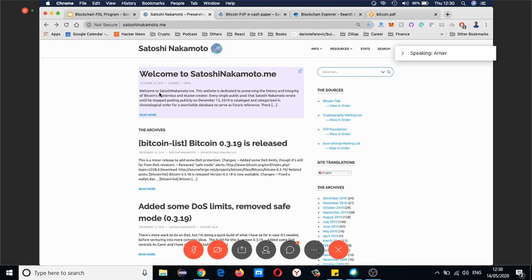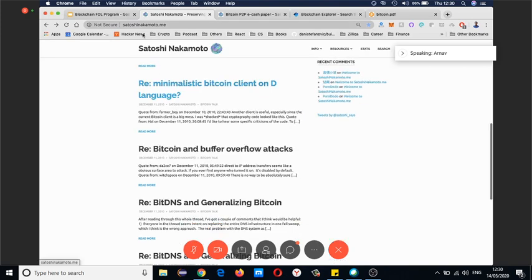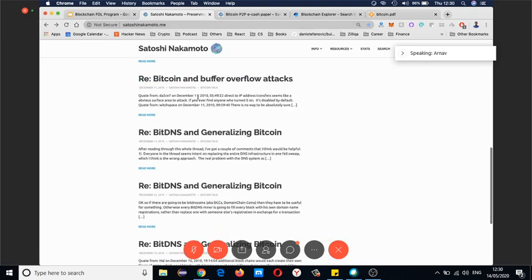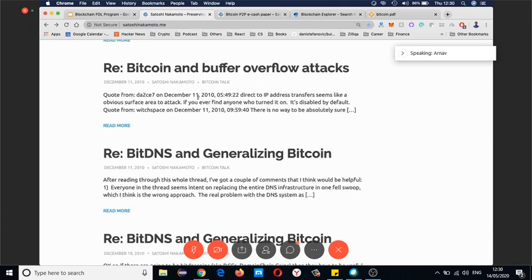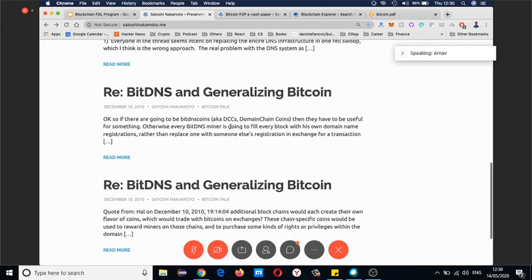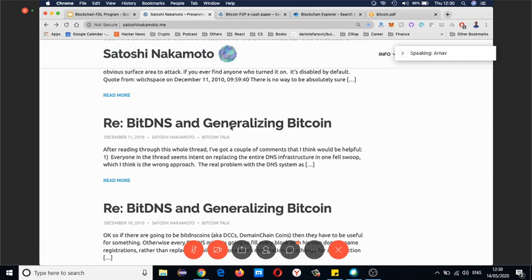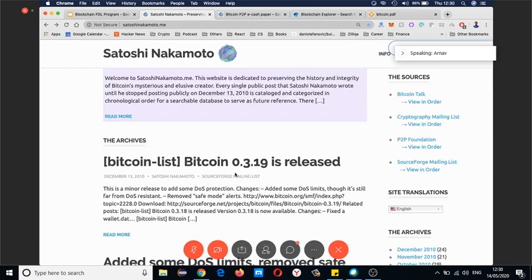But in any case, you can go to SatoshiNakamoto.me and see various platforms on which Satoshi interacted. We had this Bitcoin Talk forum in which the Bitcoin community used to come and discuss. It was a Bitcoin focused forum, and you can see all these communications of Satoshi. And we had this SourceForge mailing list, the original mailing list of the cypherpunks. So yeah, you can check this out.